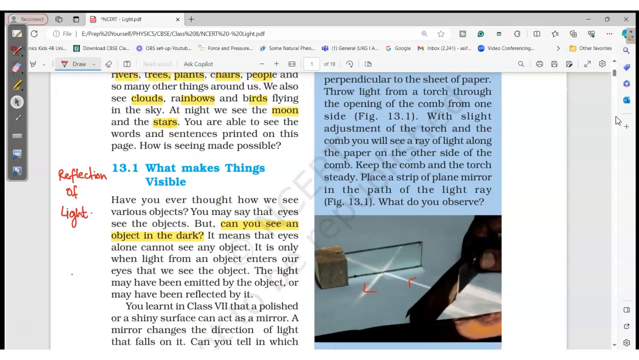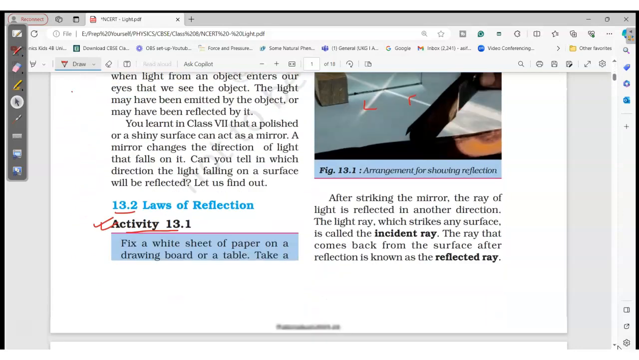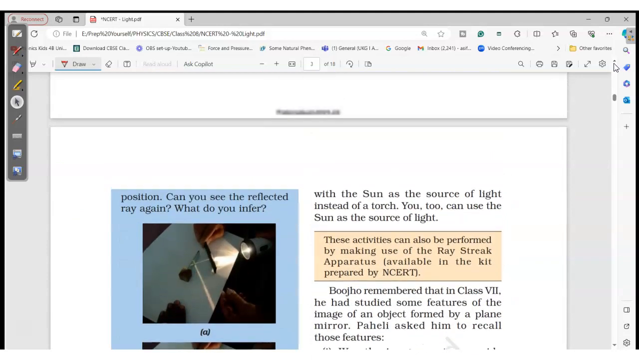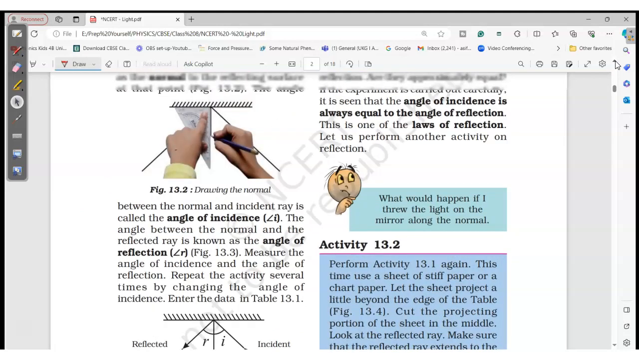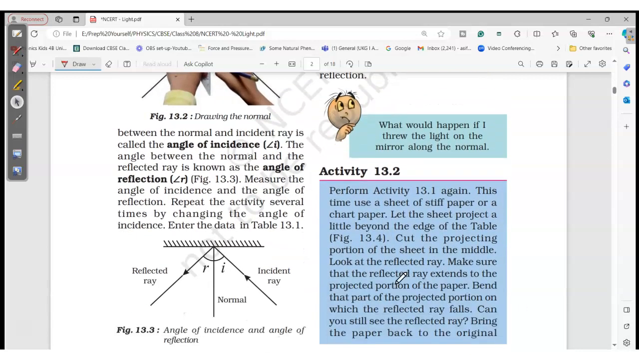Now reflection of light occurs in accordance with some laws. So what are those laws? Here you can see figure 13.3. You see this is the plane mirror which we have taken. This is the incident ray, this is the reflected ray, and this is the normal. This is the angle which the incident ray makes with the normal, and this is the angle which the reflected ray makes with the normal. So this is angle of incidence and this is angle of reflection. Now according to the laws of reflection, angle of incidence is equal to the angle of reflection.